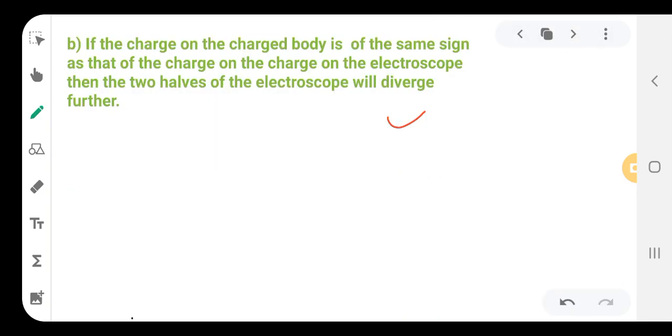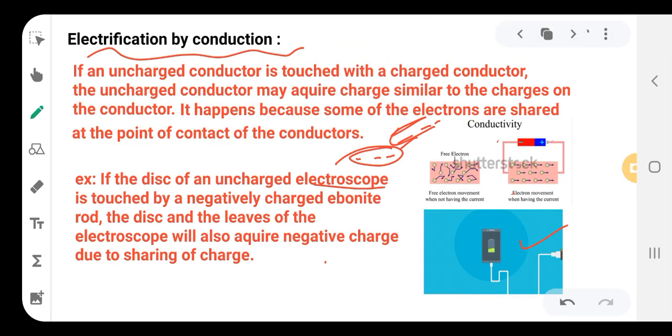Okay, now coming to the electrification. So this is how the electrification by conduction is done. Similar type of charges is shared between the conductors.